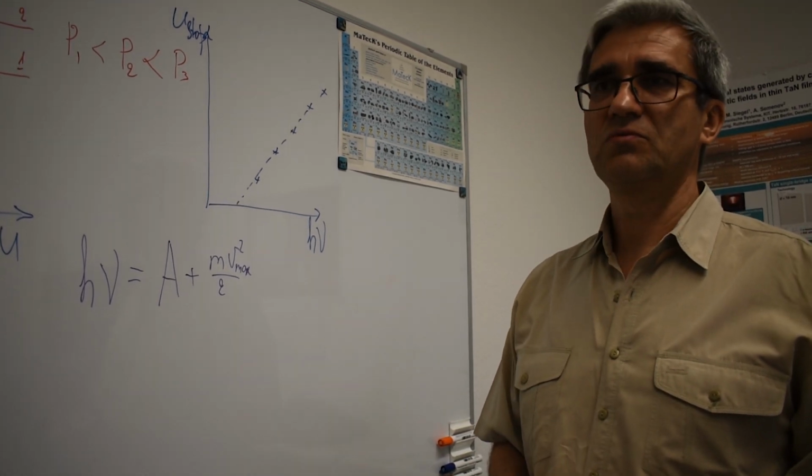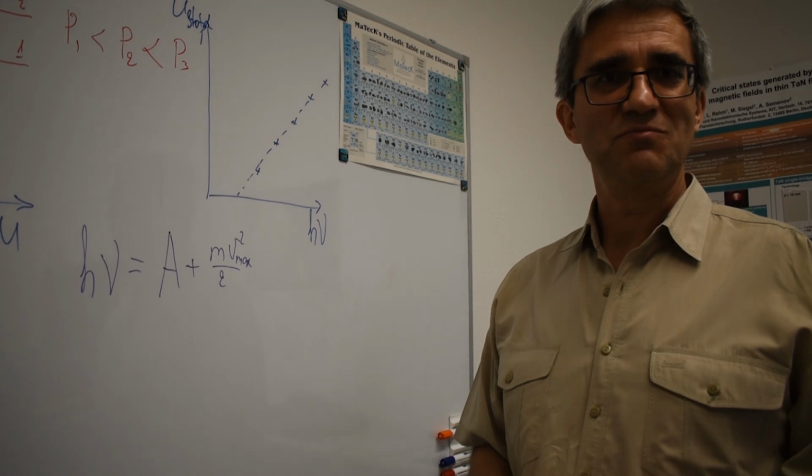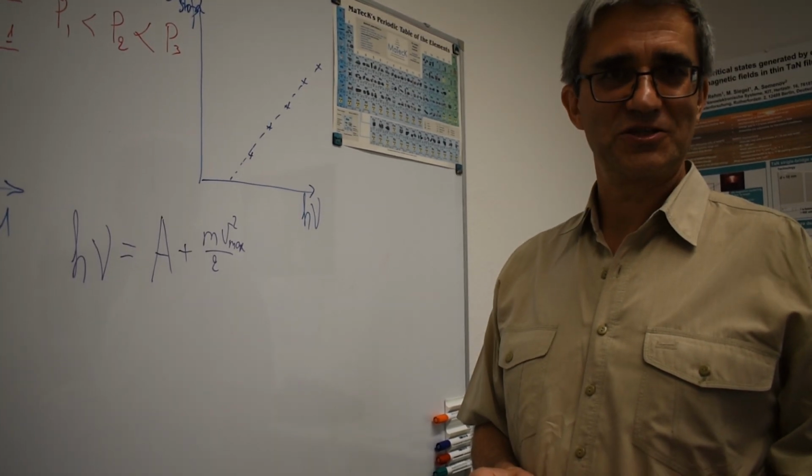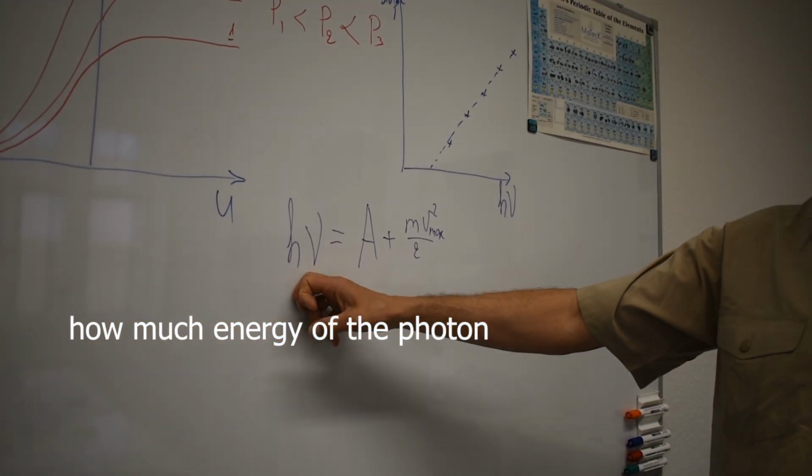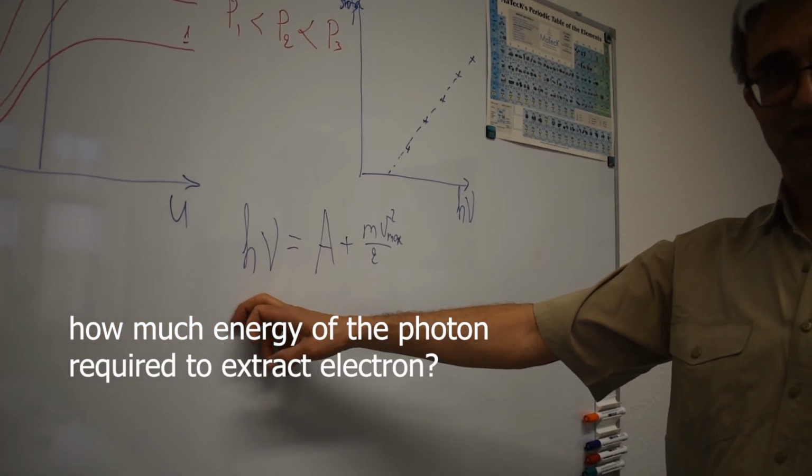In principle, all matter can emit electrons after radiation. The question is how much energy the photon must have so that the electron will be extracted.